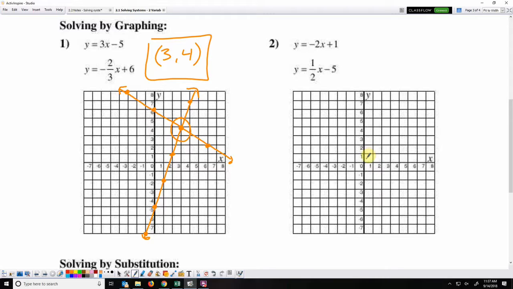In number 2, we've got a y-intercept of 1 and a slope of -2. That's down 2 and right 1, as many times as I can. And then up 2 and left 1 as many times as I can. And the second line has a y-intercept of -5 and a slope of 1/2, up 1 and over 2, and down 1 and left 2.